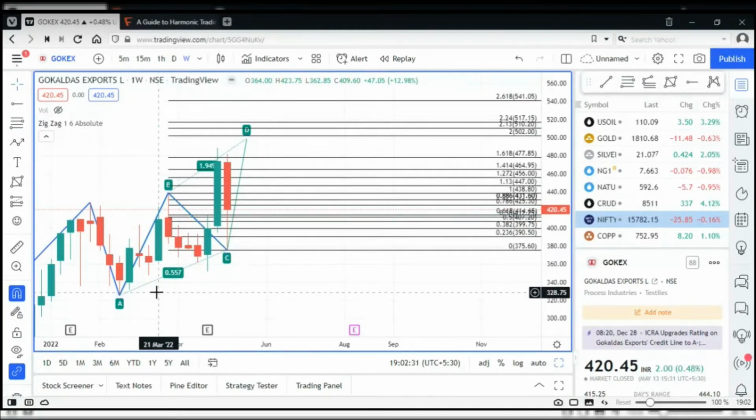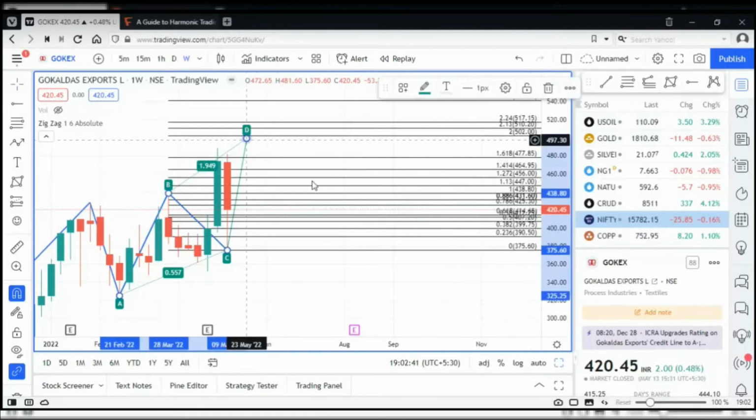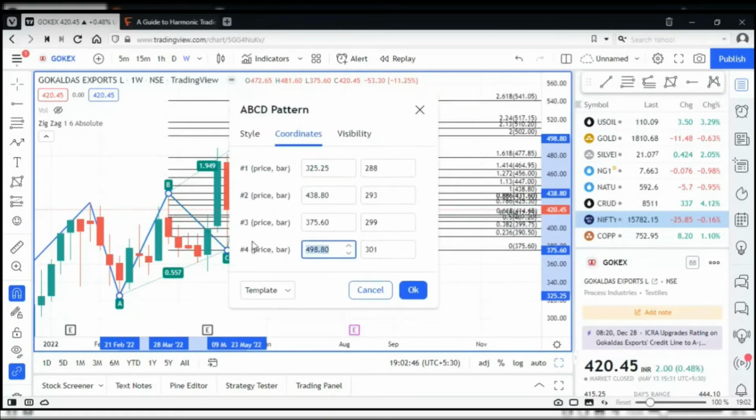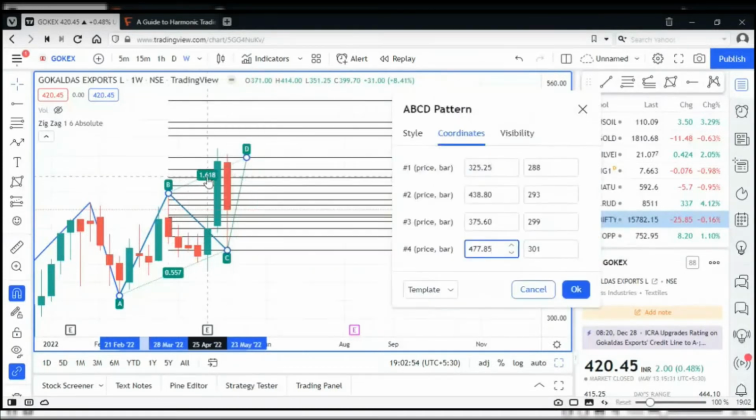The reciprocal of 0.618 is 1.618. So 1.618 is nothing but 477.85. So we'll go here, settings, coordinates, 477.85. You can look here, 1.618 it came. From here itself, the stock gave resistance over here, and see the big fall.